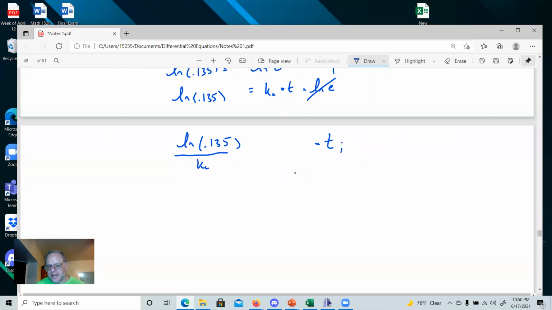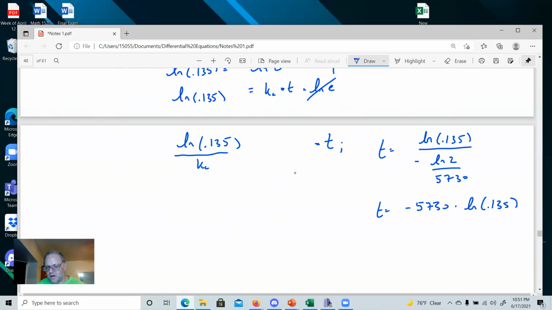And let's go over here. T is equal to natural log of 0.135 over natural log of 2, negative over 5730. Dealing with our fractions, we get t is equal to negative 5730 times the natural log of 0.135, all divided by natural log of 2.